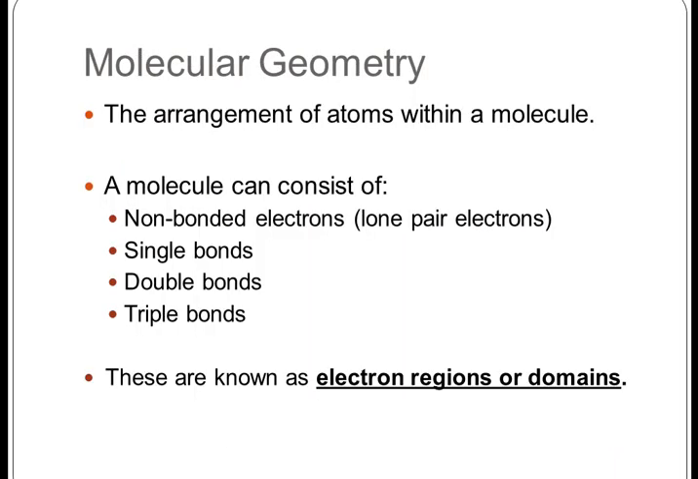All right. So what is molecular geometry? I think it's pretty straightforward. It's the arrangement of atoms within a molecule. A molecule can consist of non-bonded electrons, which we generally refer to as lone pair electrons, single bonds, double bonds, and triple bonds. Each one of those would be considered an electron region. So if you have a double bond, that would be just one electron region, or domain. But for the purpose of our presentation, we're just going to refer to them as electron regions throughout the presentation.